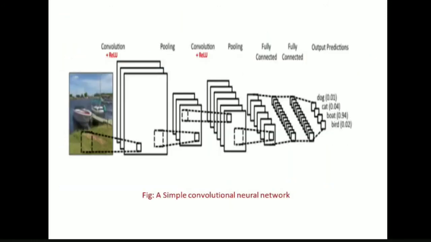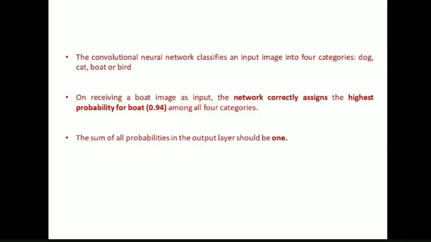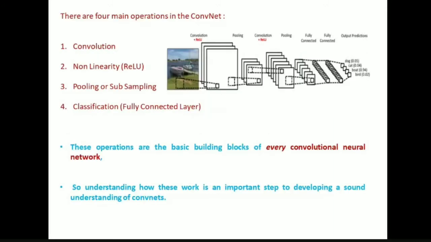But one point we have to remember is that the sum of all the probabilities of all the objects in the given image must always be equal to 1. So if you add 0.94, 0.04, 0.01 and 0.02, finally the probability will be 1. So that one we have to remember.